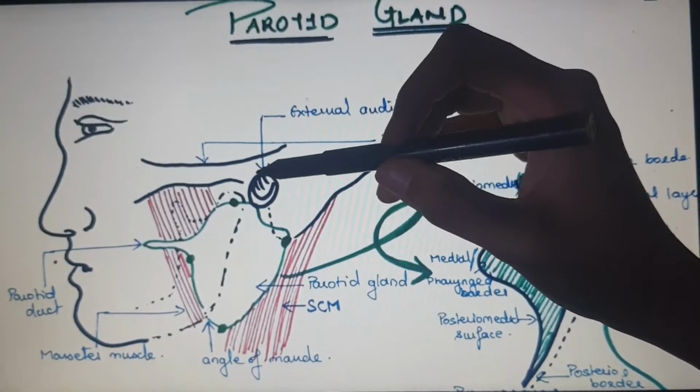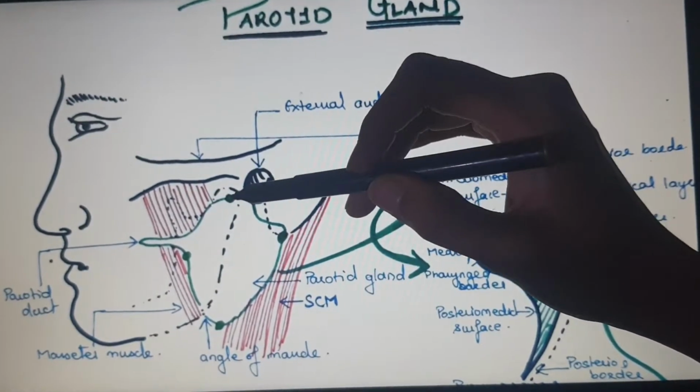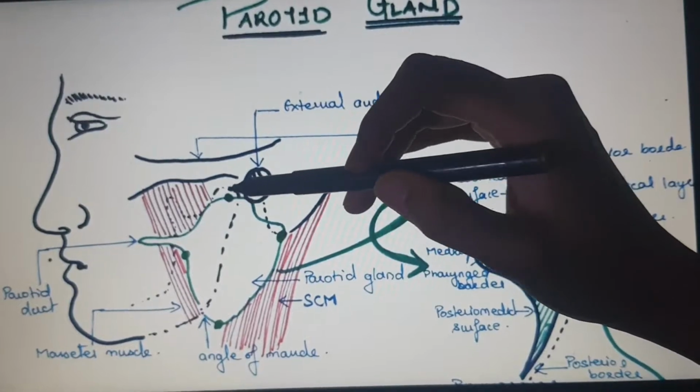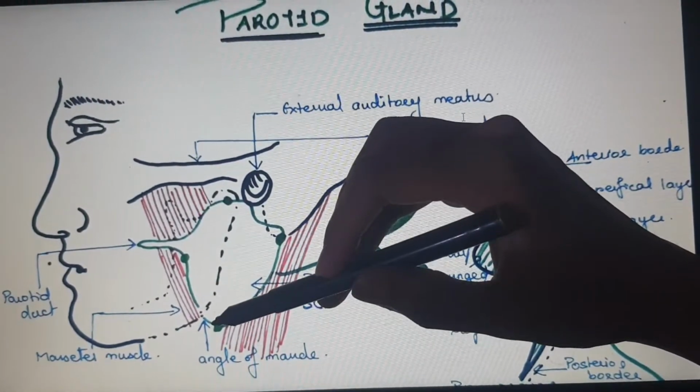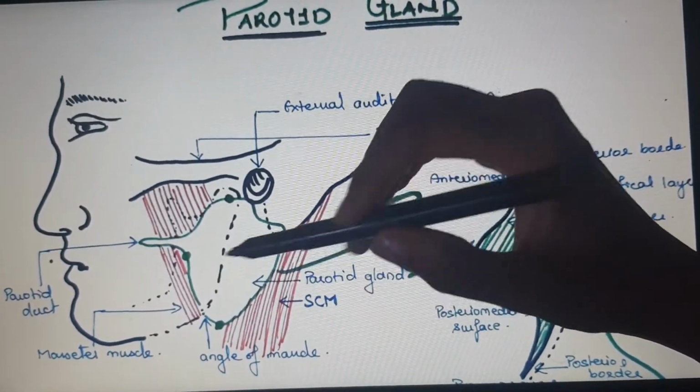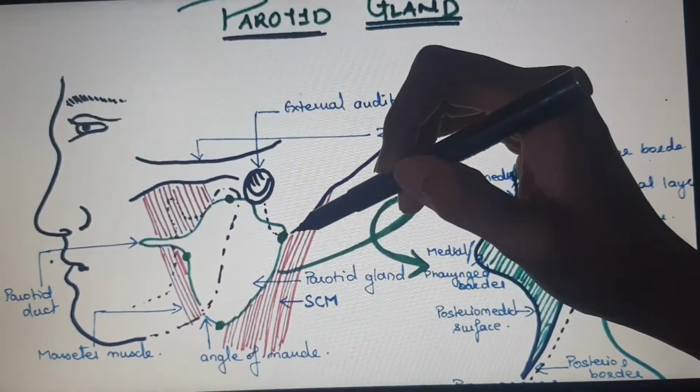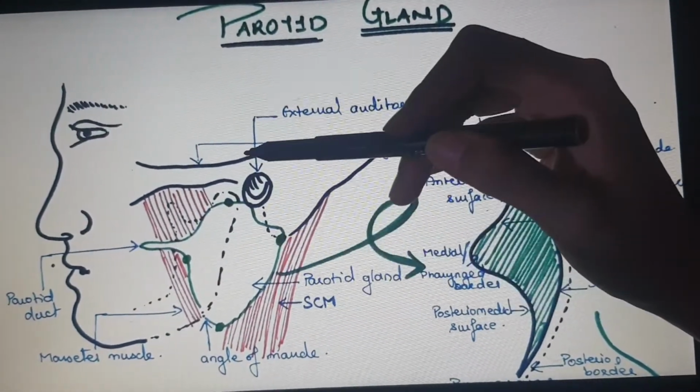So the anterior border, as you can see, is made by the 3 points, which is A, B, C, and the posterior border is by joining the 2 points, that is C and D. So this is the basic outline of the parotid gland.